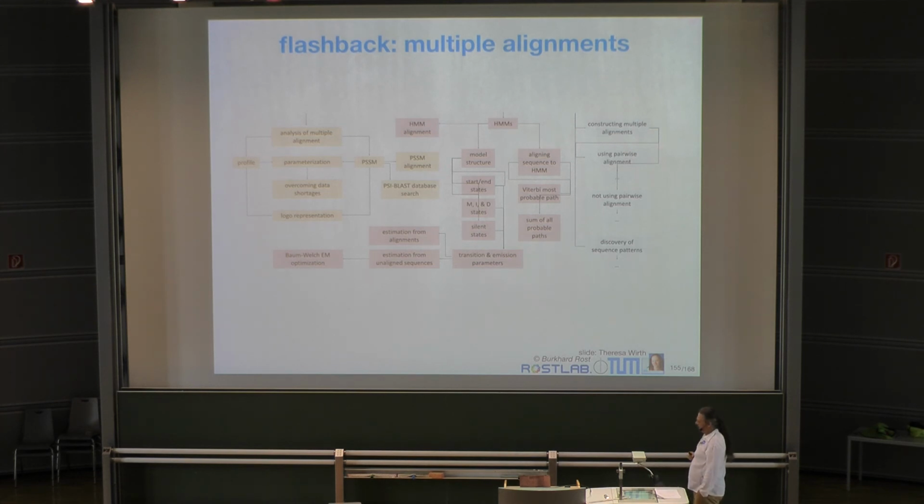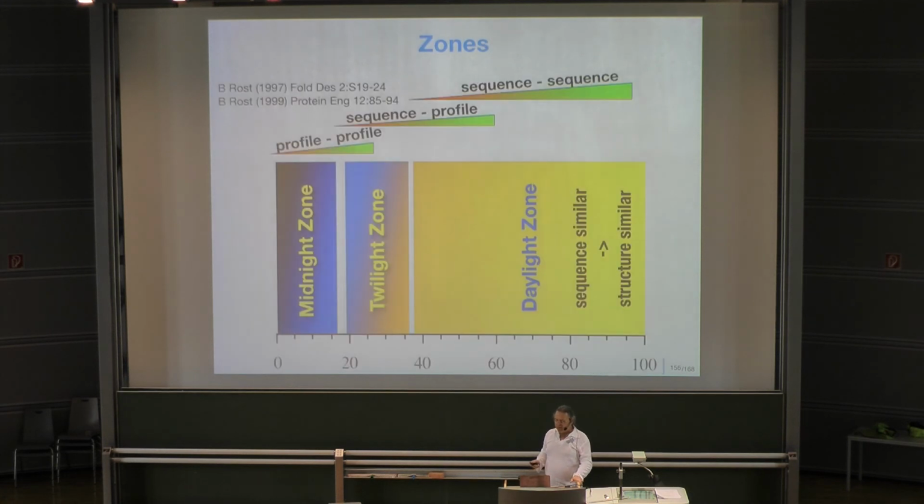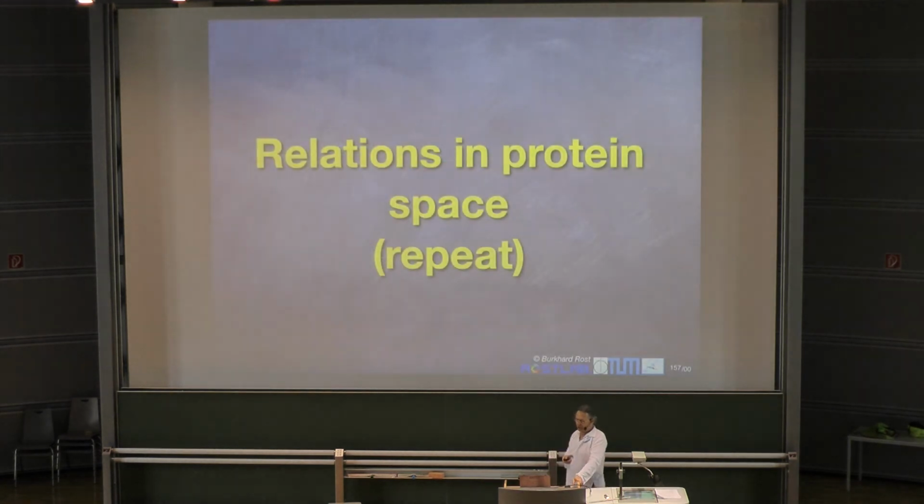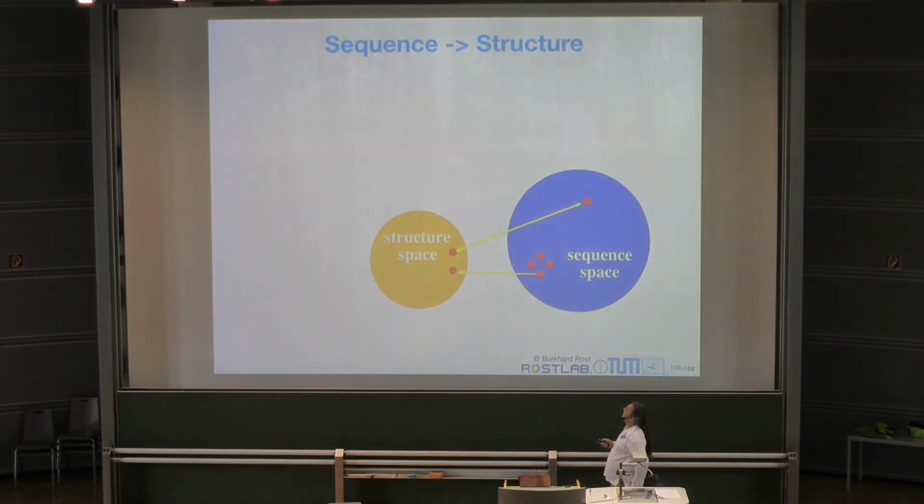And in between, in fact, you use a combination of all of these devices, because the HMM starts typically with the PSI-BLAST alignment. So typically you put all of that together. That allows you now to get, well, not really into the midnight zone, but it allows you to go deep into the twilight zone. Let's repeat some of the relations in sequence and structure space.